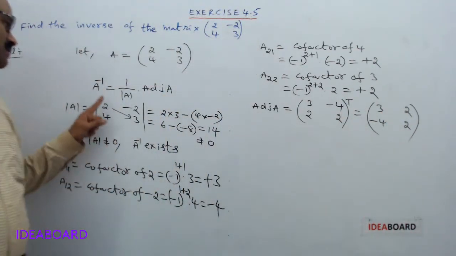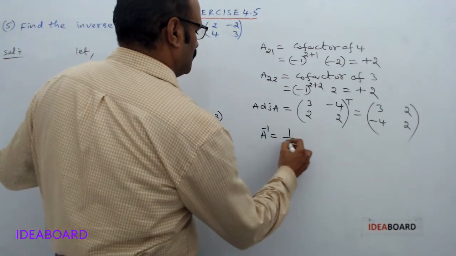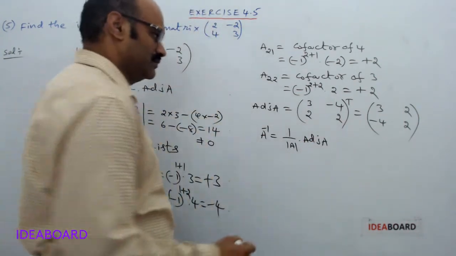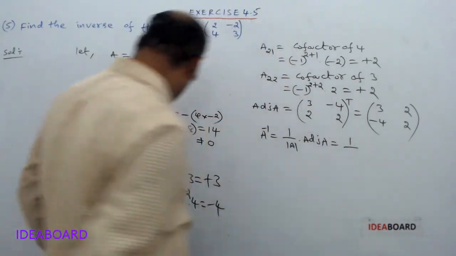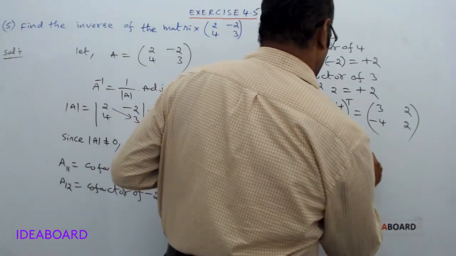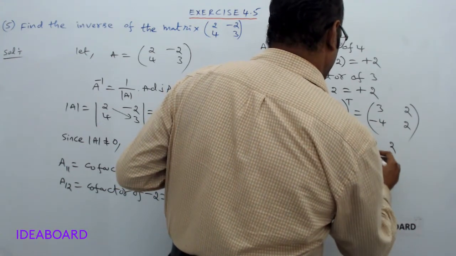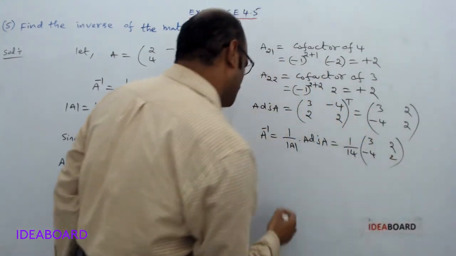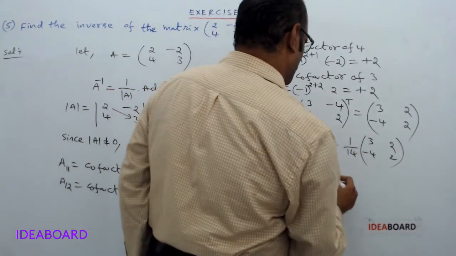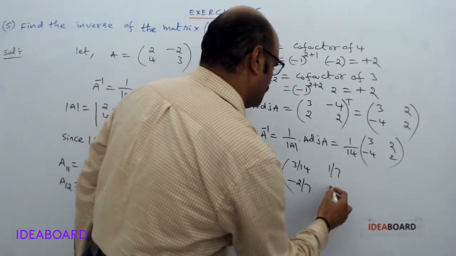Now the formula for A inverse equal to 1 by det A into adjoint of A. 1 by det A equal to 1 by 14, into adjoint of A, which is 3 2 minus 4 2, multiplied by 1 by 14. So A inverse is 3 by 14, 2 by 14, minus 4 by 14 which is minus 2 by 7, and 1 by 7.